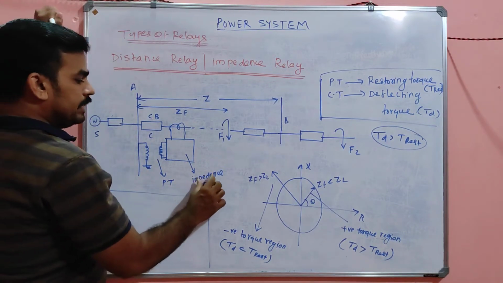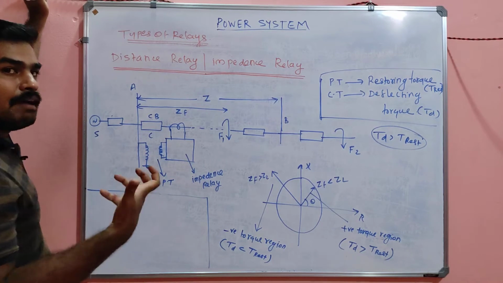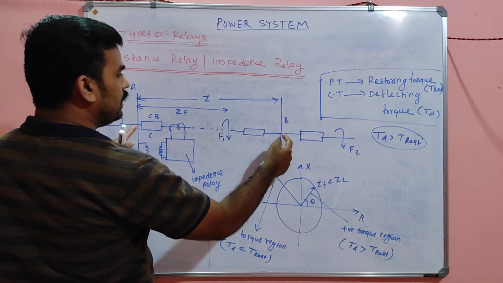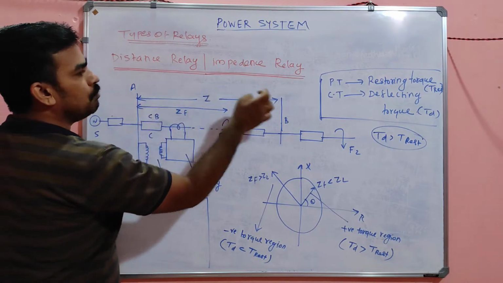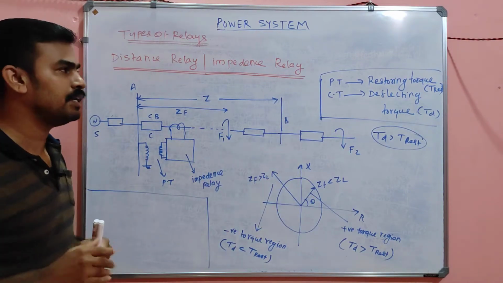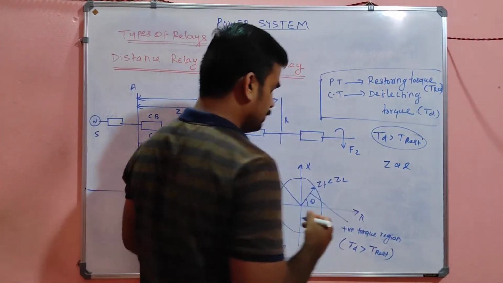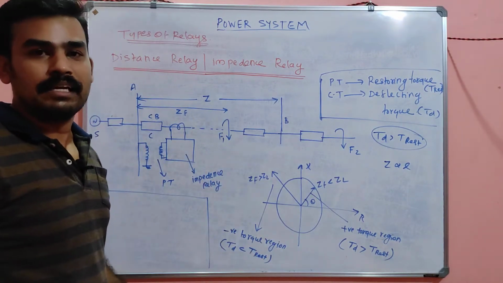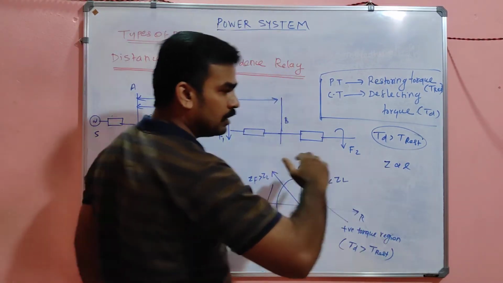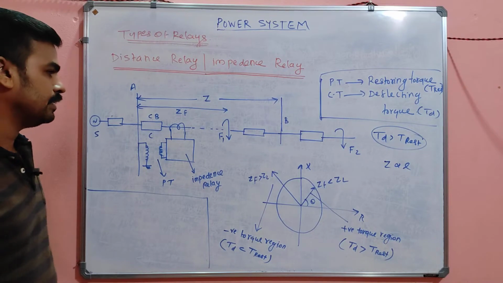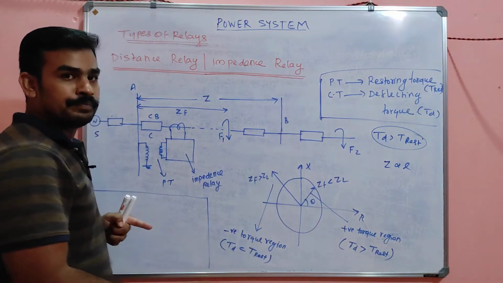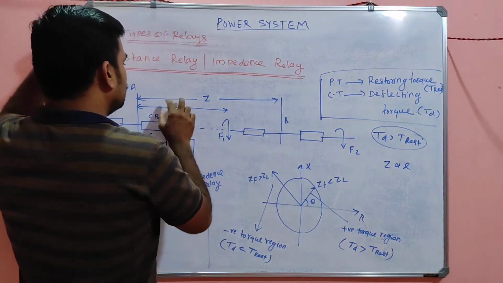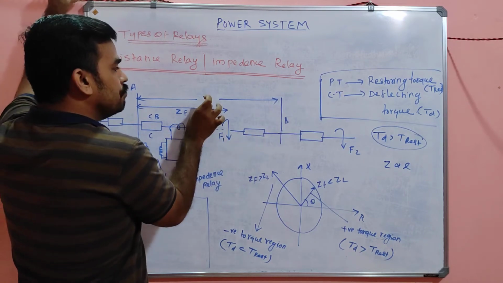this impedance relay has a certain impedance value, it is set. Suppose that impedance value is up to, that means from A to B, the transmission line has a certain impedance, because Z is proportional to L. We know that R is proportional to rho L by A, and inductance also depends on the length. So in short we can say Z is proportional to L. That means up to the length A to B, there will be an impedance Z.